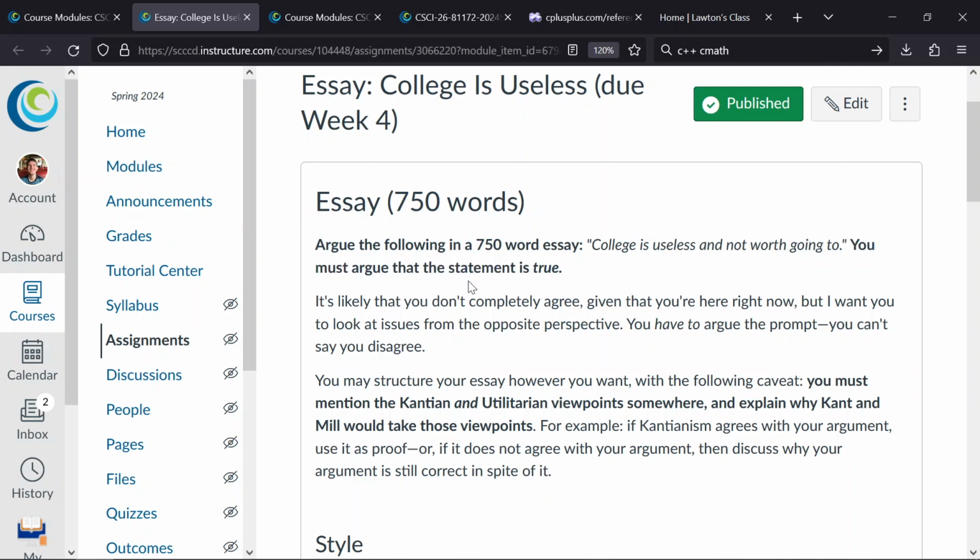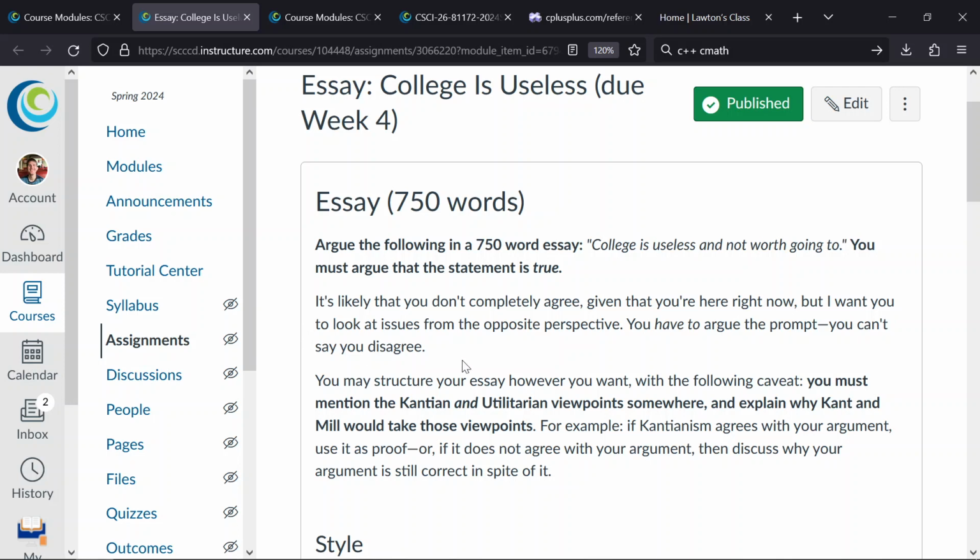Does everybody understand? Cool. All right. Because you're in your seat right now in a college, you probably don't completely agree with this. And that's exactly why I'm giving you this essay. You have to learn to think like the other side, okay? You have to look at the opposite perspective because you need to learn how to bash down their ideas, right? You have to argue this prompt. You can't say you disagree. You should counter-argue what the other side might say, the people who love college, what maybe you think deep down, okay?